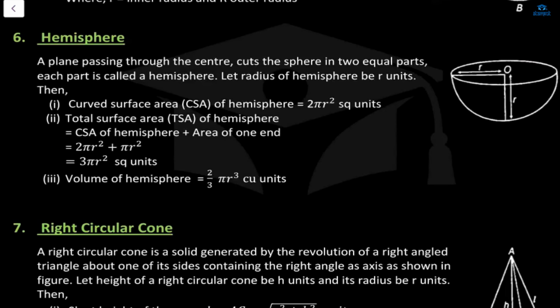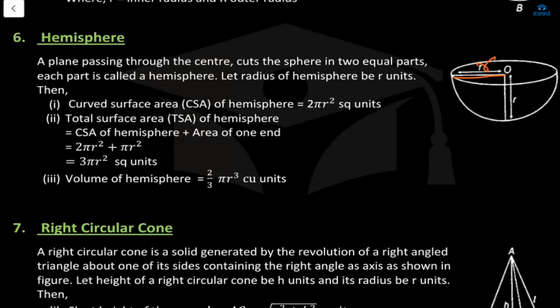Okay, that's it. Now, hemisphere, similar. A hemisphere is just what you get if you take a sphere and cut it into half, then you'll have two hemispheres. A plane passing through the center cuts the sphere into equal parts. That I have already explained. It's called a hemisphere. Again, it will have a radius r.